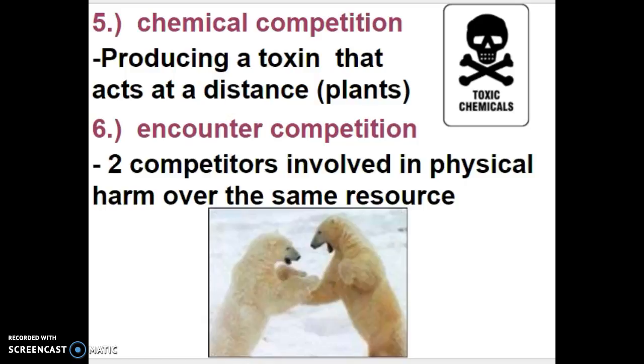Because if animals are involved in an encounter competition and become injured, they may not be able to survive the long haul. There are no emergency rooms out in the wilderness for animals to go and check into. So they will only physically fight when they absolutely have to.